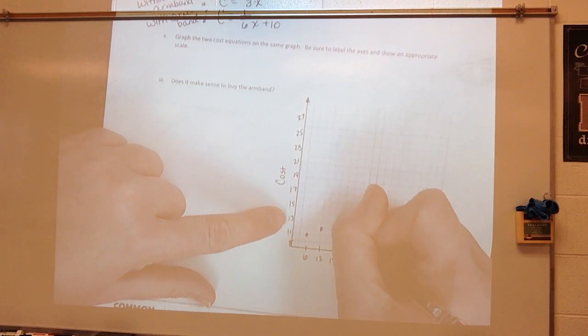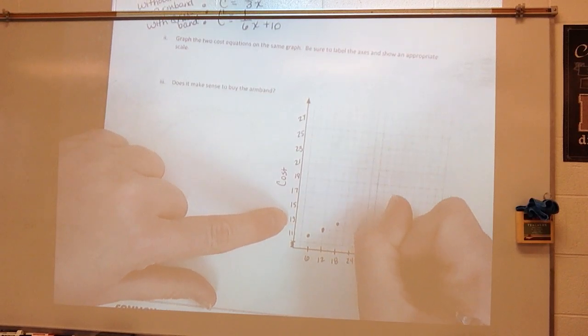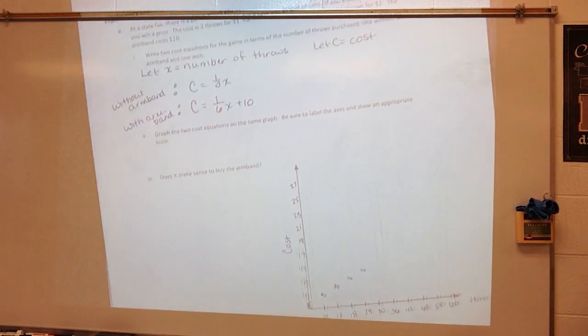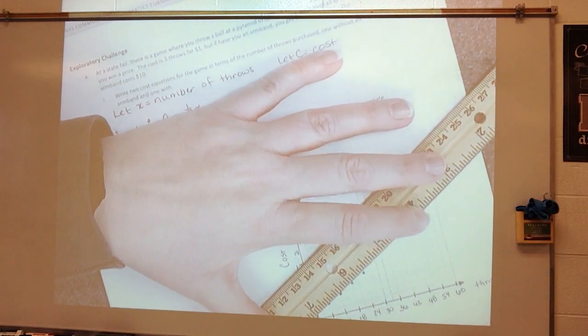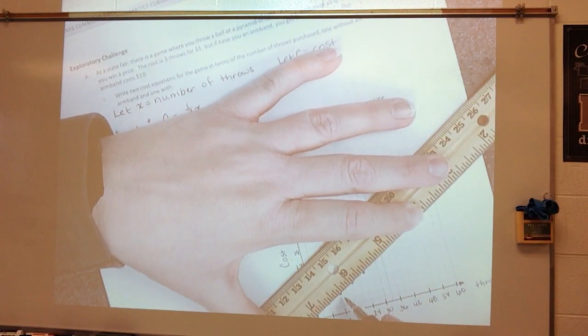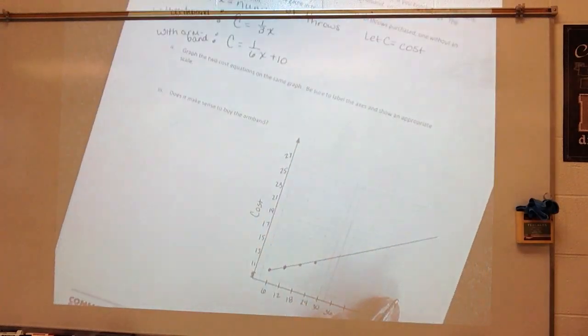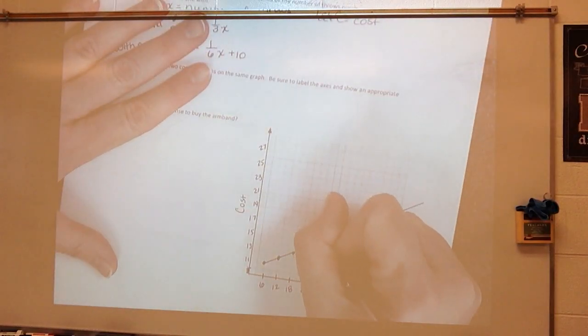18 throws would be $13. 24 throws would be $14. And you can see what's happening here. Okay, so that's with the armband.